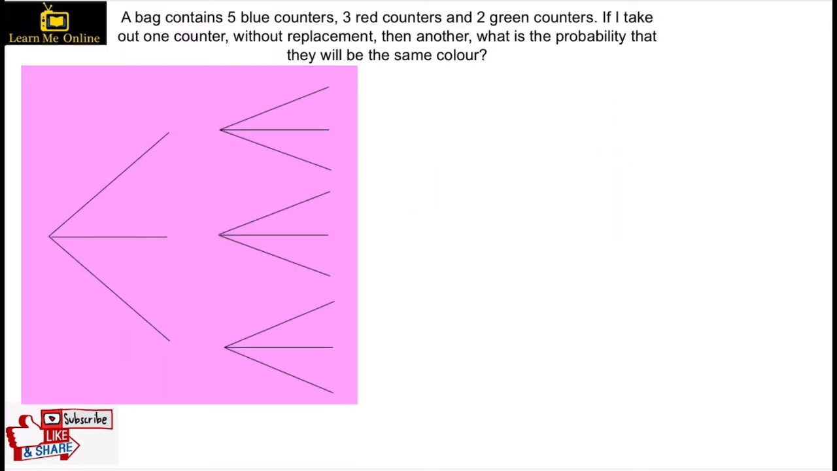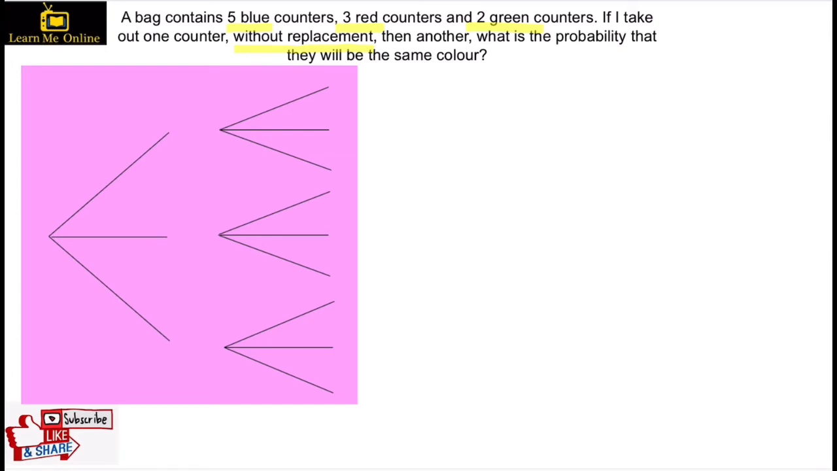Here we have the next example, which is slightly complex. Why I say it's slightly complex is because we now have three different things given. It says that a bag contains 5 blue, 3 red, and 2 green counters. I take out one counter without replacement. Here they are telling you it's a without replacement question. Then another, what is the probability that they will be the same color?